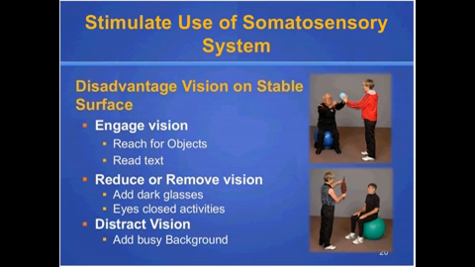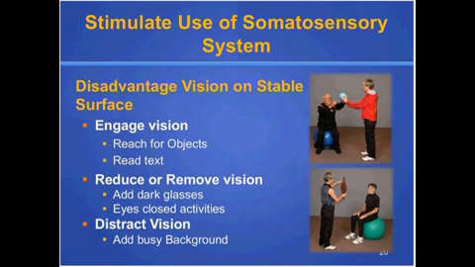So if I'm thinking about stimulating the use of the somatosensory system, my goal is going to be to disadvantage vision, but to perform all activities on a firm, broad, stable surface, so we optimize the individual's opportunity to use ground cues to provide them with information about where they are in space.